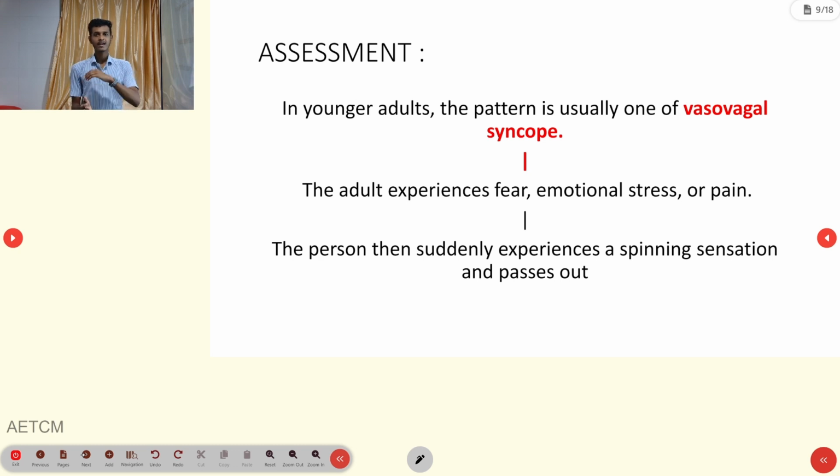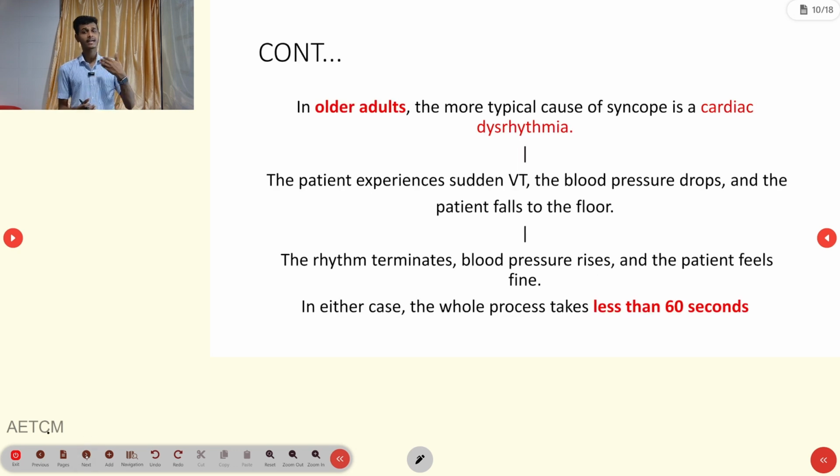That's a bradycardia and then vasodilation. So the adult experiences fear, emotional stress or pain. The person then suddenly experiences a spinning sensation and then blackout of the vision. But in the case of older adults, the major cause of syncope is cardiac dysrhythmias.